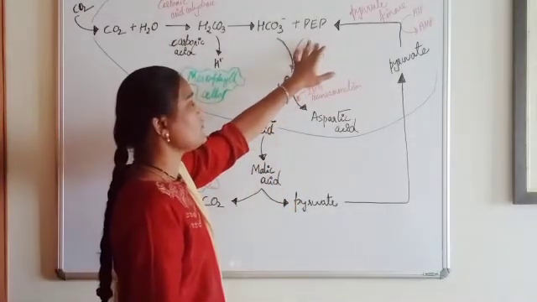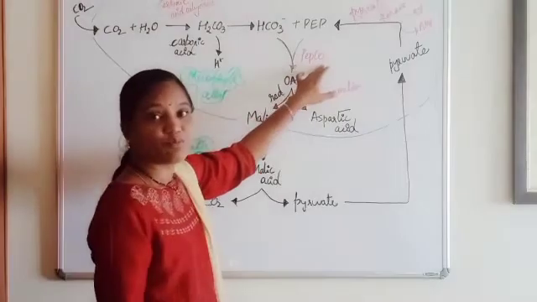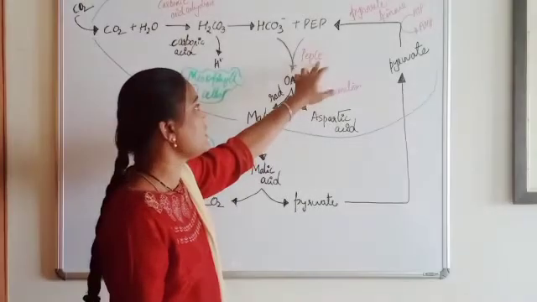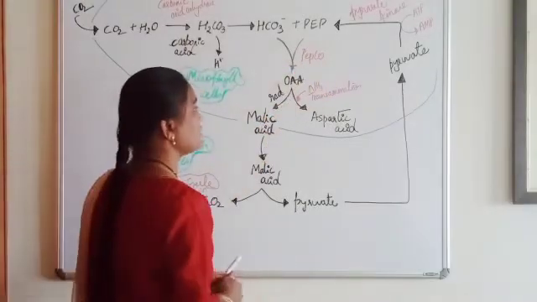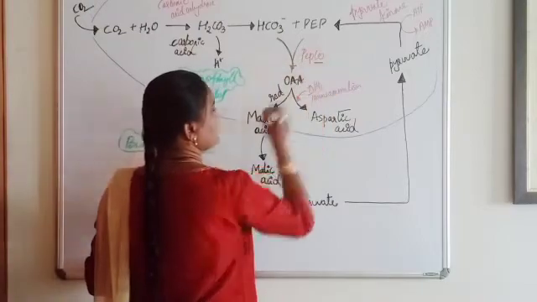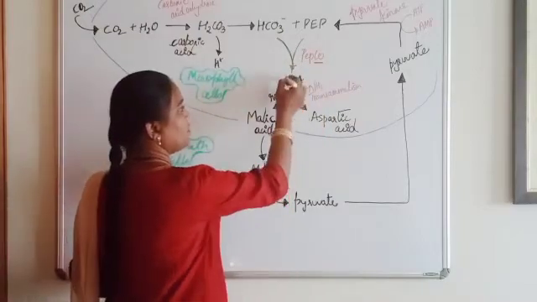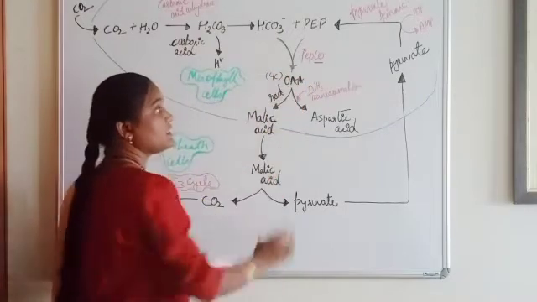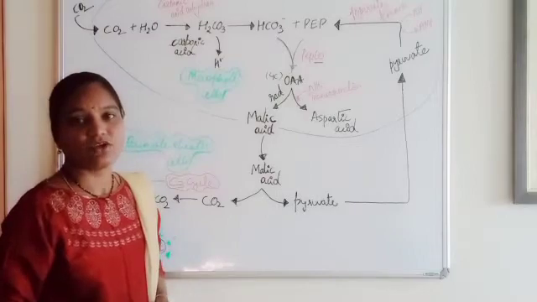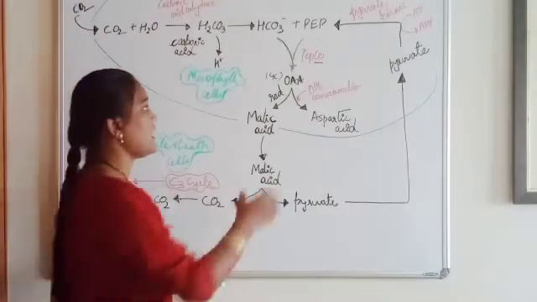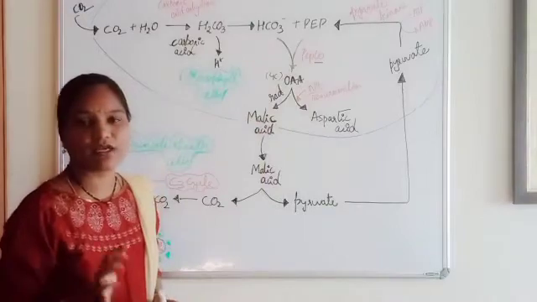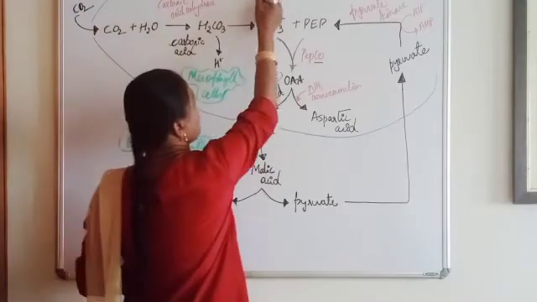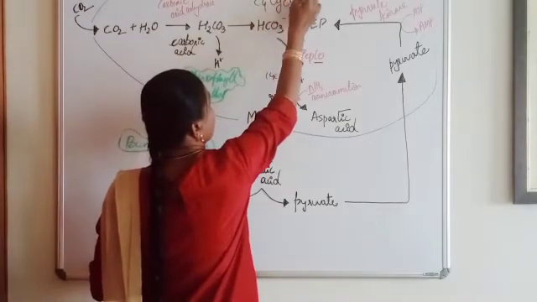Now this phosphoenol pyruvate, in the presence of the PEP coenzyme, that is phosphoenol pyruvate carboxylase, where CO represents carboxylase, will form oxaloacetic acid. So this is a 4 carbon containing compound. This is the starting reactant involved in the C4 cycle. As this involves a 4 carbon containing compound, the cycle is known as the C4 cycle, isn't it?